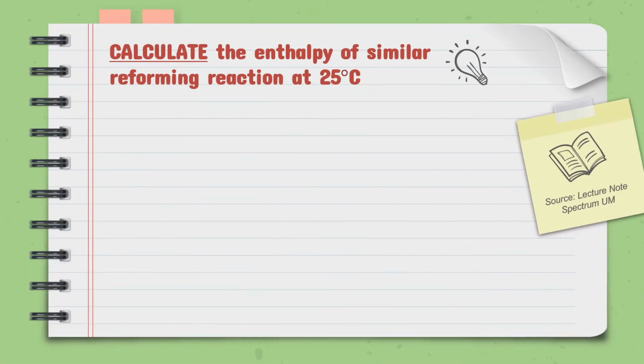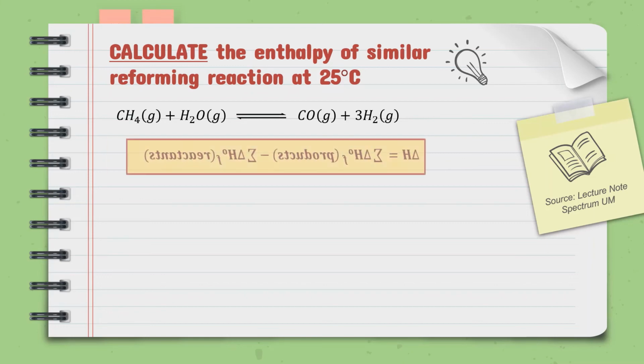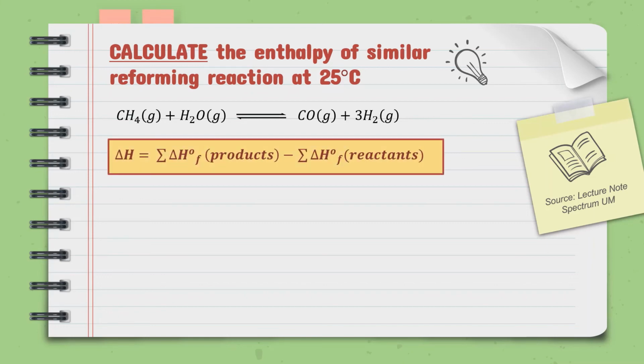Next, we need to calculate the enthalpy of the steam reforming reaction at 25 degrees Celsius. So given the chemical equation as shown in the slide, to find the enthalpy, we need to find the summation of enthalpy of formation of the products minus the summation of enthalpy of formation of the reactants.